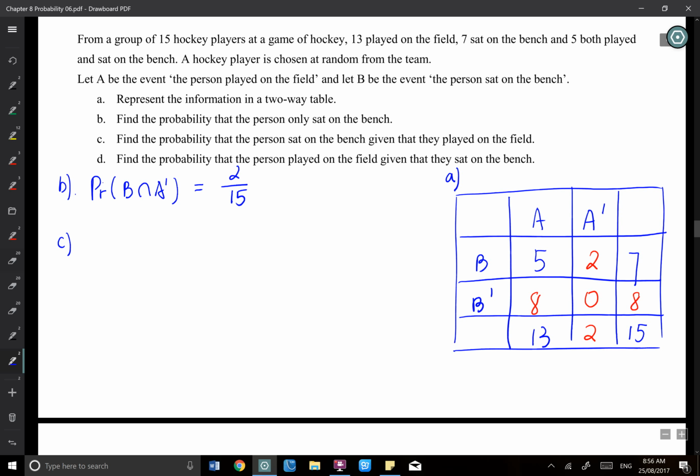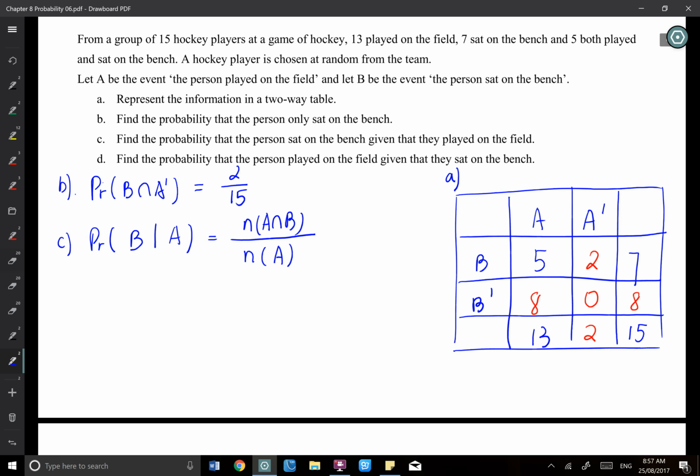C. Find the probability that the person sat on the bench. What you need to do is, when you read it, directly change it into the notation. Find the probability that the person sat on the bench. So that must be B. The probability of B, given that, so you have a bar here, they play on the field. You already know that event A happened. So that equals the number of A intersects B, I just skip the middle step, divided by the number of A.